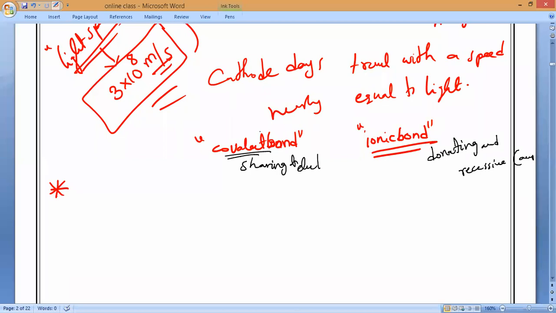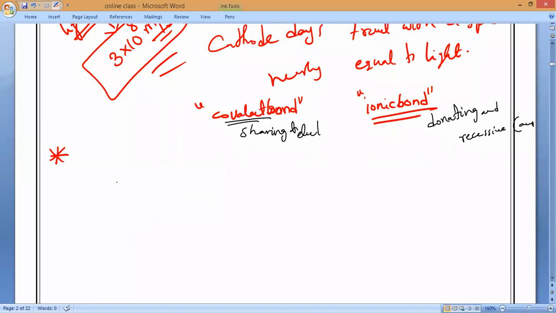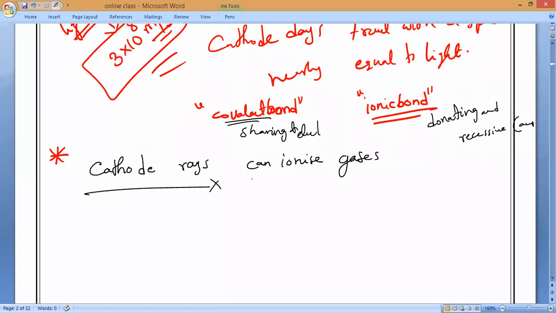So remember, these cathode rays can ionize the gases. What do you mean by that? Let us make it clear. So you can write it. For example, if you have taken any kind of gas, let me write, please, all of you: cathode rays can ionize gases. Gases get ionized when they are exposed to cathode rays, which means they will lose electrons. That is what will be happening.